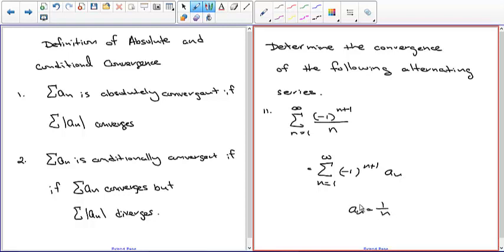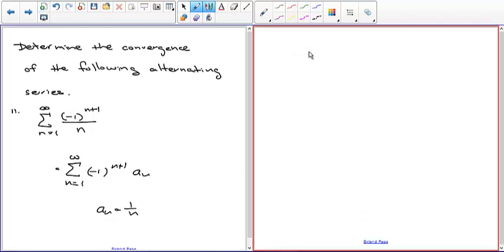The convergence criteria for an alternating series, the two requirements, are that the limit as n goes to infinity of a sub n equals 0, which it does. If you take the limit as n goes to infinity of 1 over n, if you plug in infinity, you get 1 over infinity, which is 0. So check. The second convergence criterion is that a sub n plus 1 is always less than a sub n.